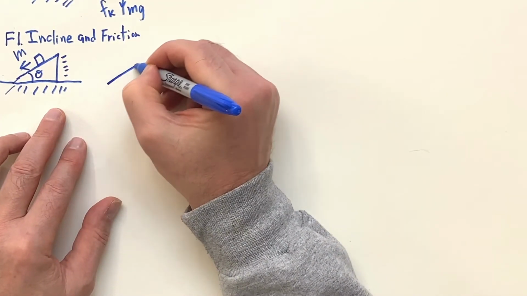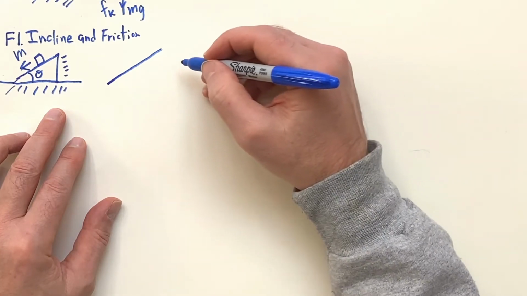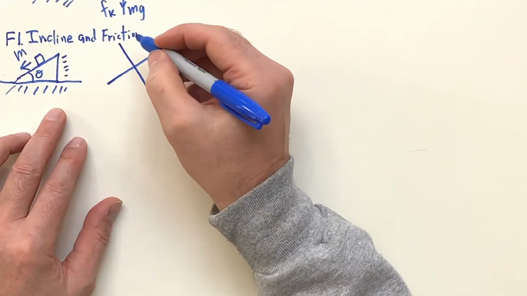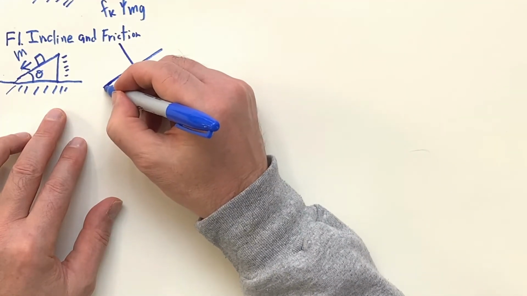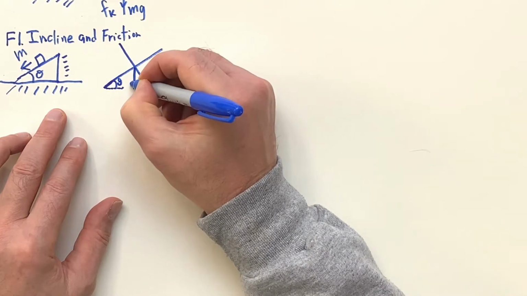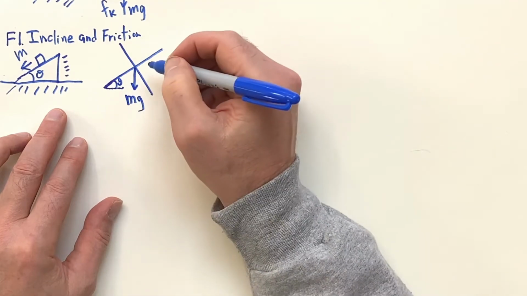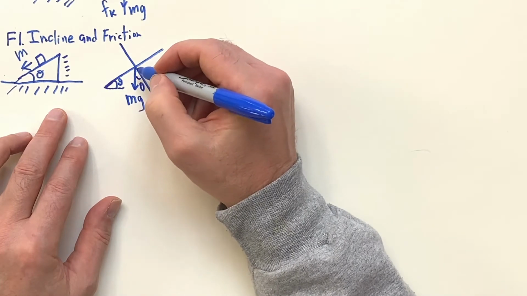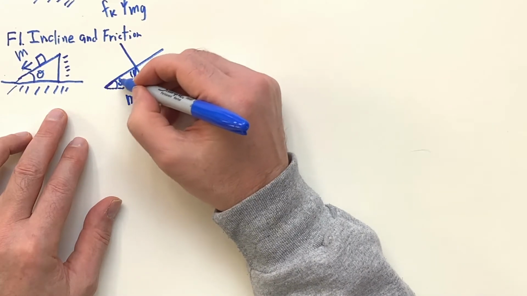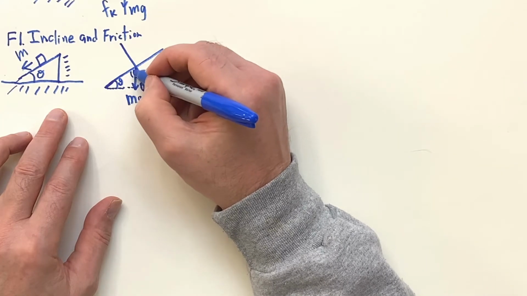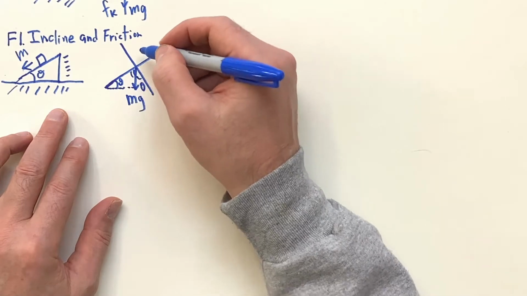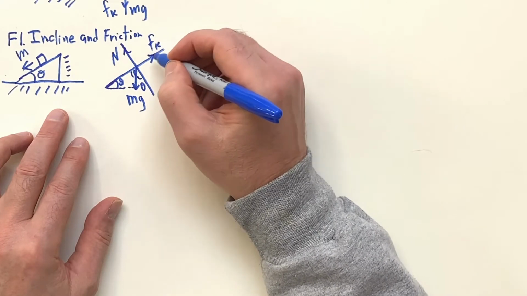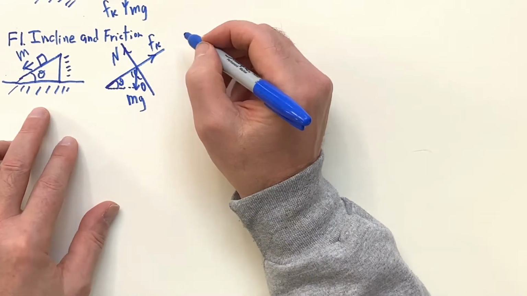I like to draw my force diagrams at a slant, to match the slant there. And remember here, theta, and when you go straight down with your force due to gravity, this angle here is theta also, since they're both complementary to that angle. You know, this is a right triangle, and then right triangle there. So this is N, and the kinetic friction force is going up the incline. So there we have the sketch.